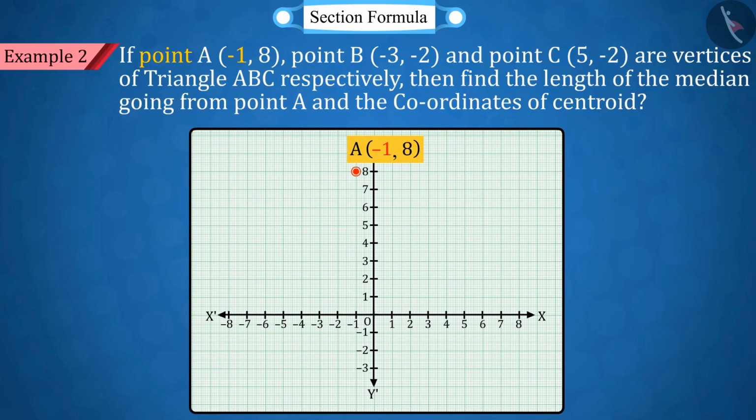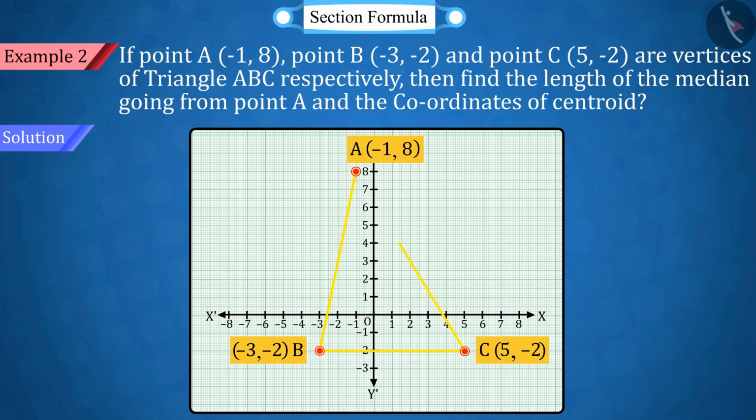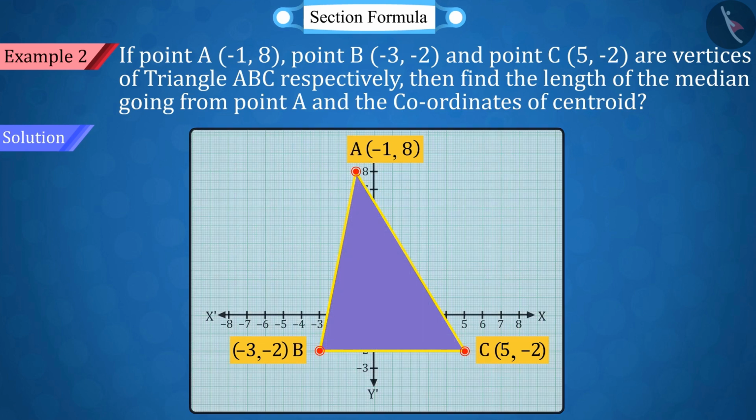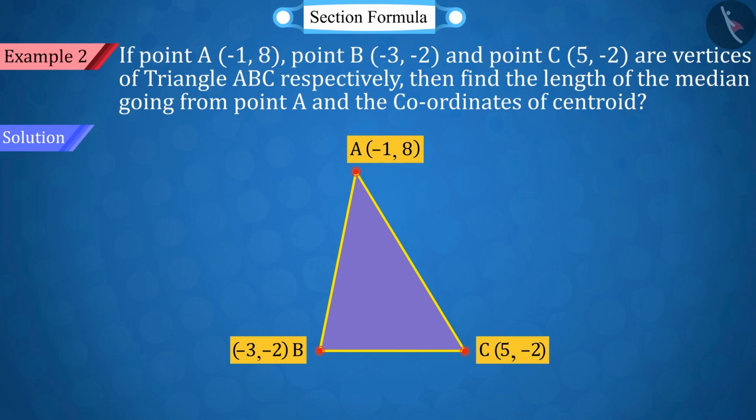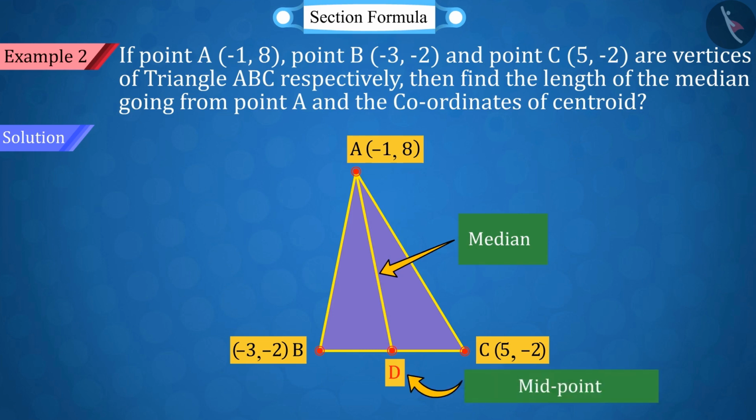If point A (-1, 8), point B (-3, -2), point C (5, -2) are the vertices of triangle ABC respectively, then can you find the length of the median going from point A and the coordinates of the centroid? Come, let's solve it. First, let's construct triangle ABC. Let's assume in triangle ABC, AD going from vertex A is a median, where point D is BC's midpoint.